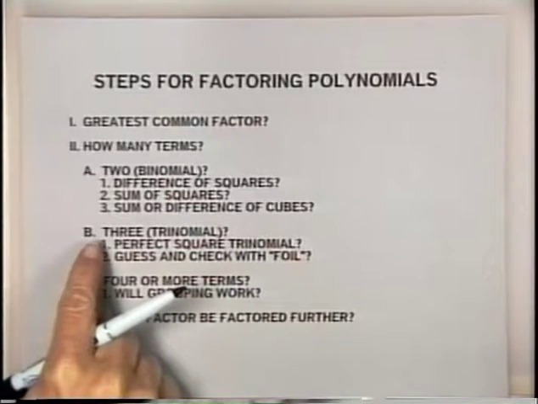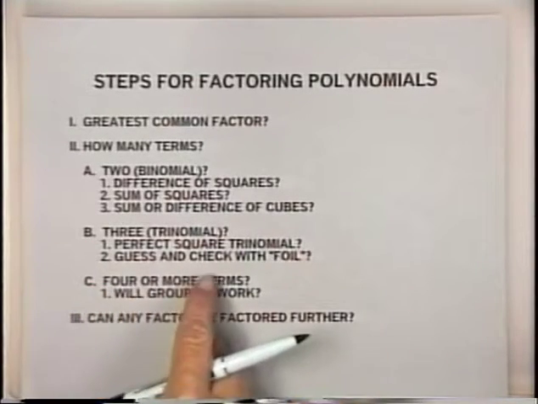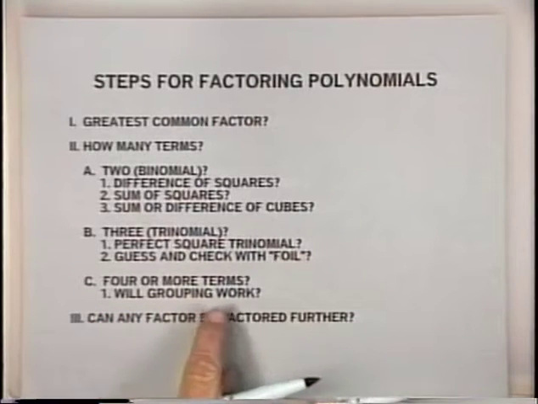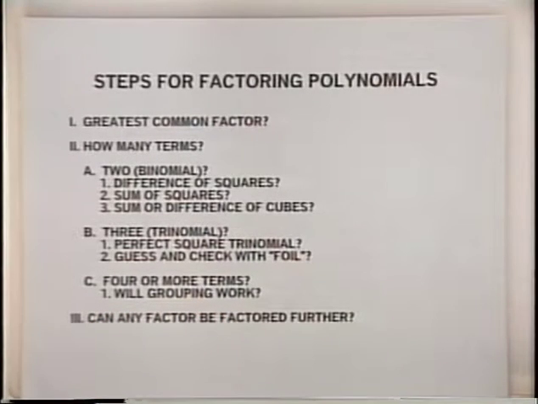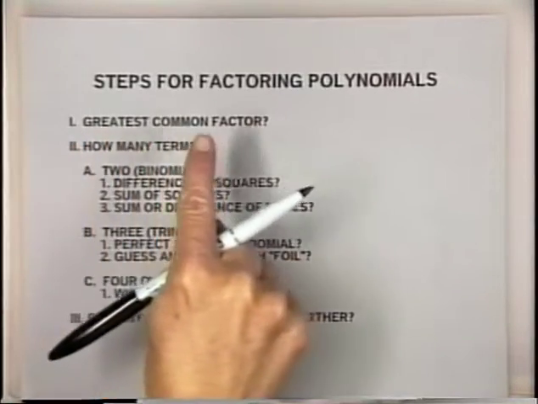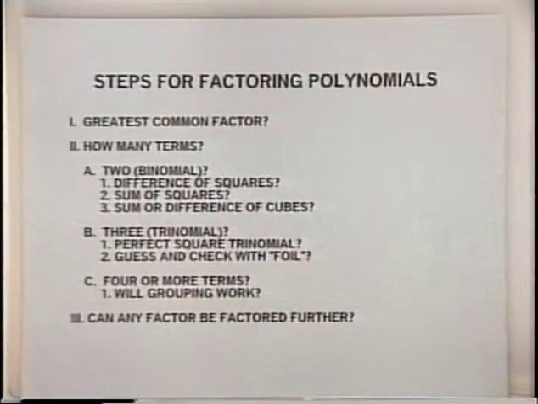If you do not have 2 or 3 terms, but you have 4 or more terms, you want to ask yourself, will grouping work? Sometimes you will group two terms together, or perhaps sometimes you may group 3 terms together. But this again is a trial and error process to see if grouping works. Always for the last step, check your factors. Can any factor be factored further? You want to look at that to make sure that you did not inadvertently leave out a greatest common factor in the very beginning.